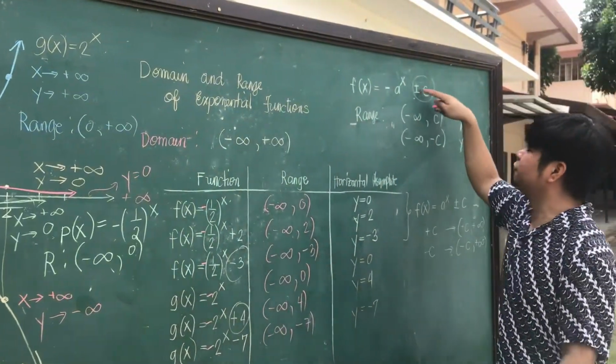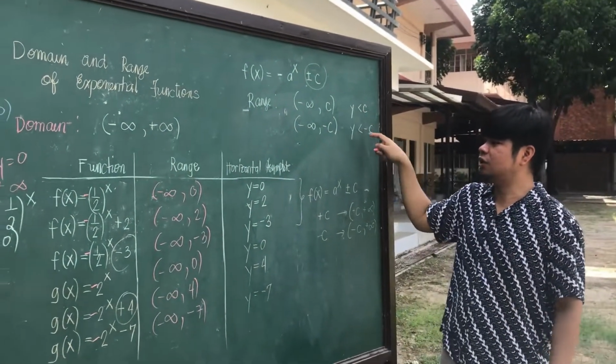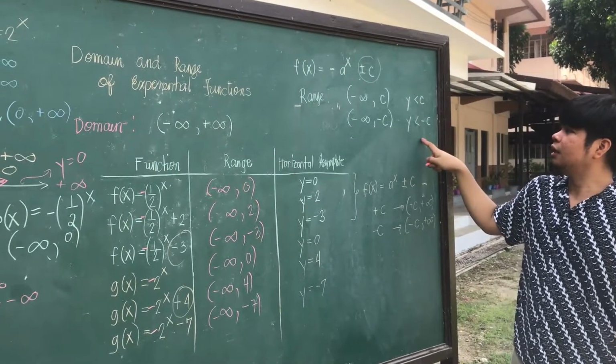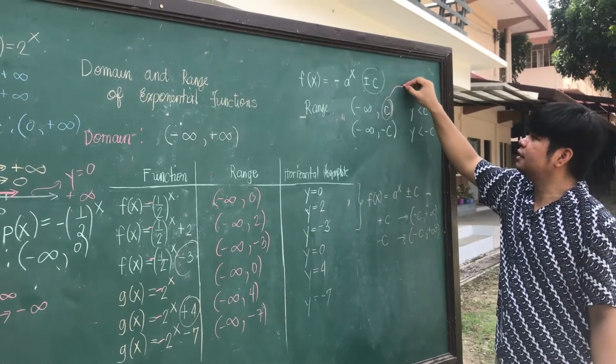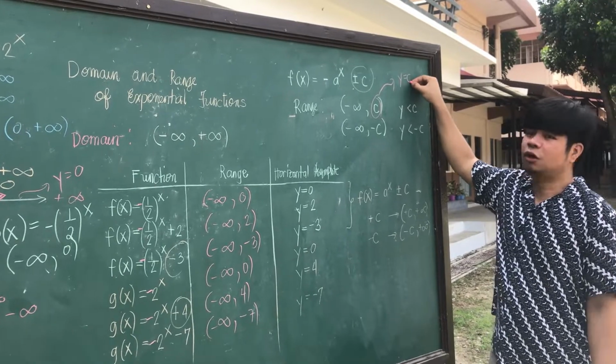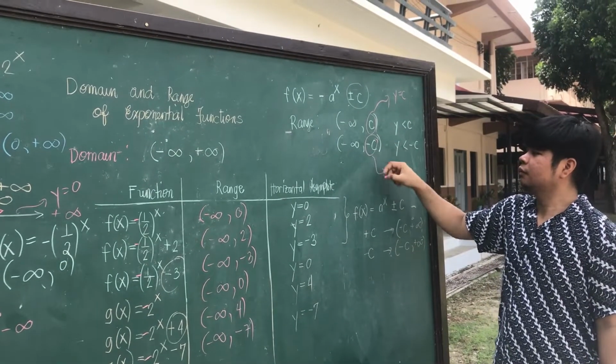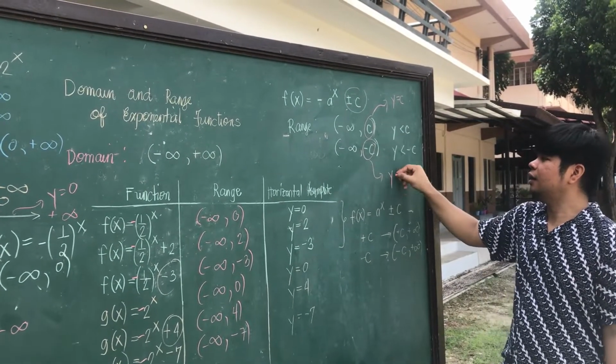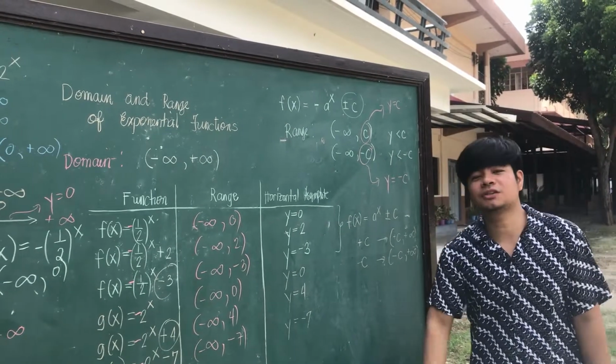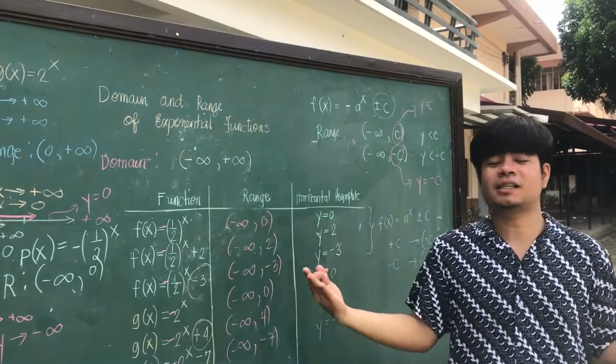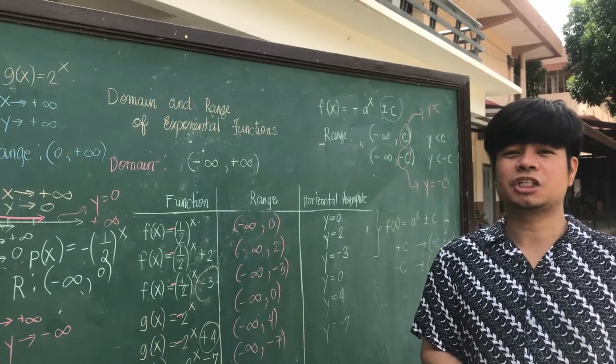But if you add, if you subtract, then there is a change in the horizontal asymptote already. It's like this. If you add c, then y equals c will be the horizontal asymptote. Minus c, then y equals negative c is the horizontal asymptote. And these are some of the properties of exponential functions.